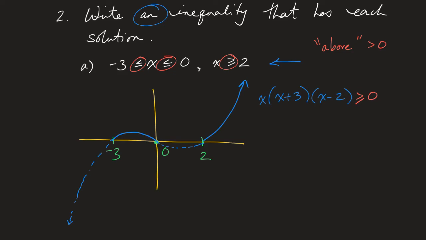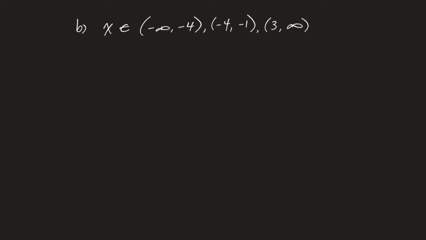Okay, let's try another one of these. I just gave you a different form of your solution. So now I've stated that x, and for anybody who doesn't recognize that soft E symbol, that's just the element symbol. So x is an element of, which just means that x is a part of those intervals. So I want you to pause the video now, and I want you to work your way through this one.